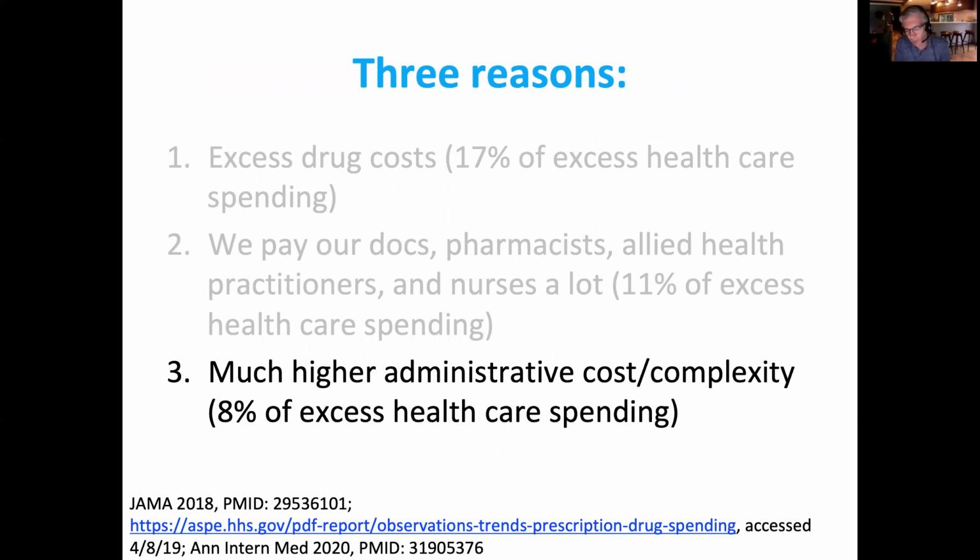Finally, in this country, because of the way healthcare is paid for by lots and lots of independent, both public and private insurance companies, we have an astonishingly high level of administrative cost and complexity. And that alone accounts for about 8% of healthcare spending. So between these three, excess drug costs, excess payment to doctors, nurses, pharmacists, whoever, people working in the healthcare sphere, and this administrative complexity, we've accounted for almost 40% of the excess healthcare costs in our system, or system of systems, as some would say.